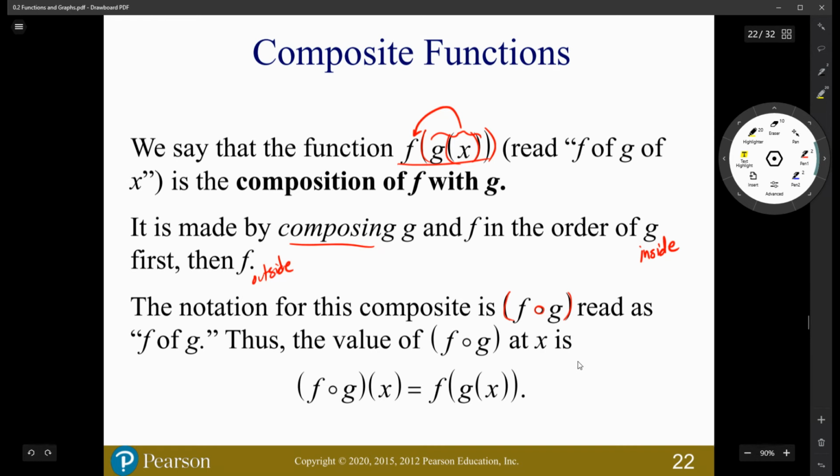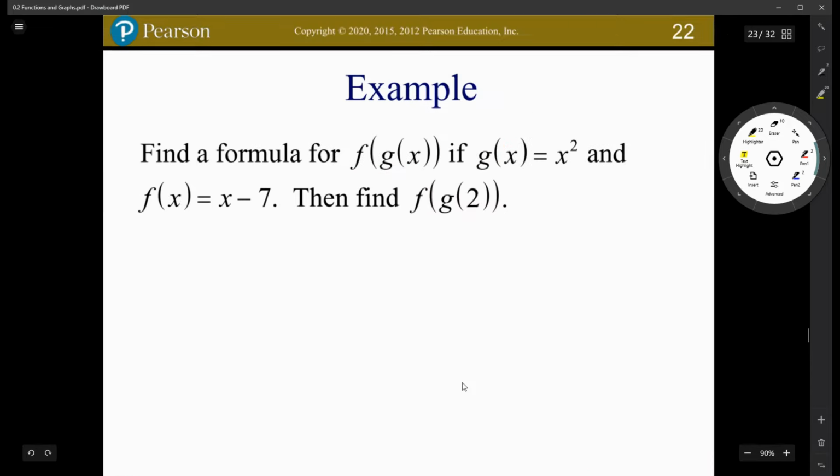This is where we often, in early algebra classes or pre-calc classes, call these fog and gof problems because of the notation of the little circle. But what they mean are composite functions: work the inside function into the outside function.